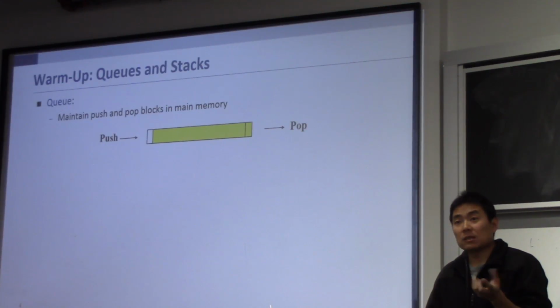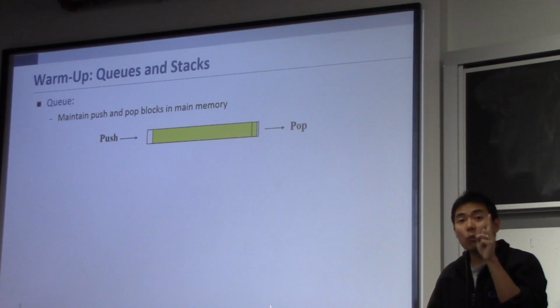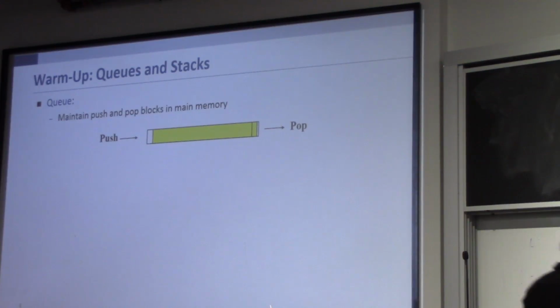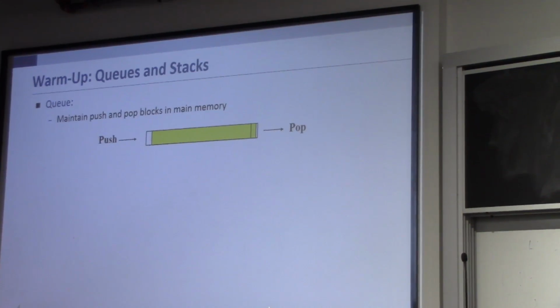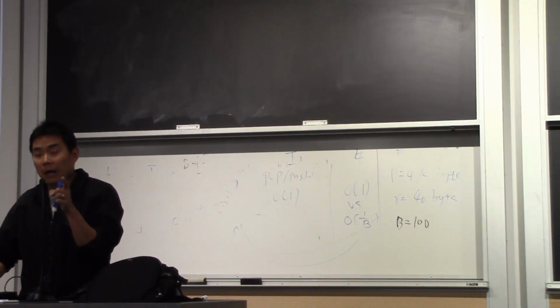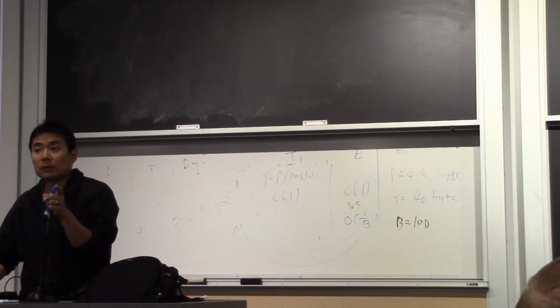What's the benefit of doing that? You're paying 1 I/O per B items. How many items do you have in a block? B items. So you're paying only 1 I/O per B items. So the amortized cost now becomes 1 over B. So you pin the page in the buffer, you keep popping items from it until you're done. Now you unpin the page, mark it dirty, write it back. Does that make sense? Yes or no?